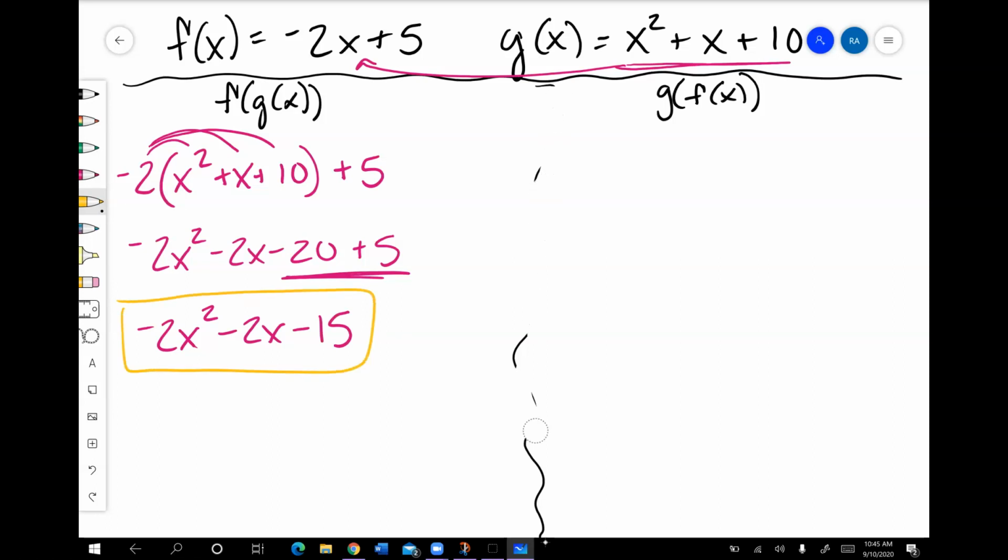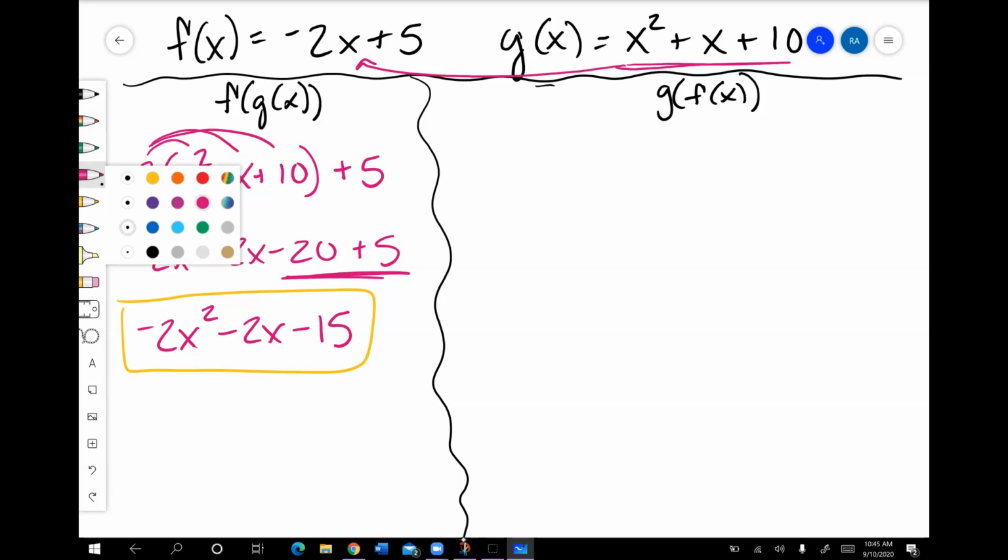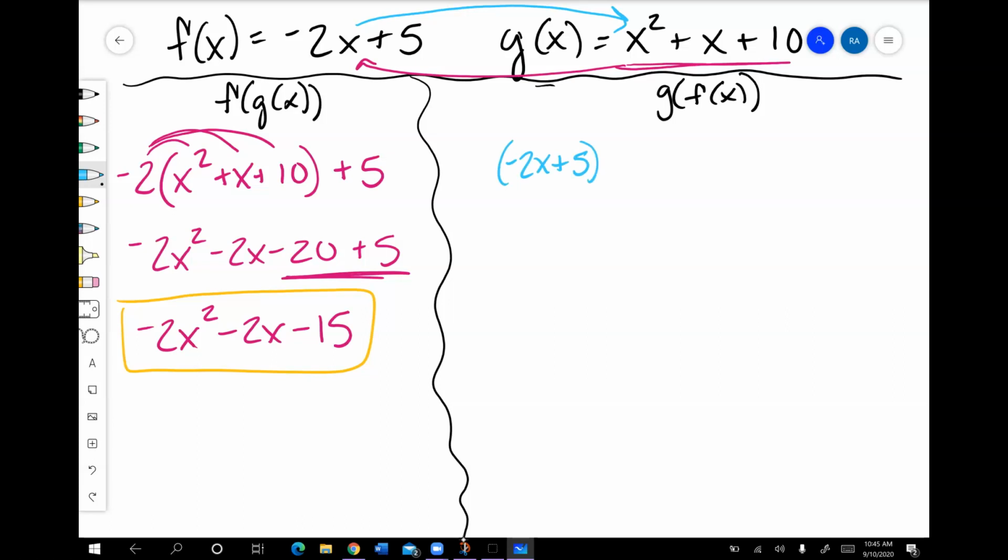All right? So see, it just depends on which way you're going, the work you have to do. Okay? Because you're going to see both on Delta Math. All right? So if there's not a quantity squared, you don't do it. Now on the next one, when I do it the other way, it wants me to take f of x and plug it into g of x. So now I'm going to take f of x and substitute it in for x in g of x, okay? So substitute negative 2x plus 5 squared plus negative 2x plus 5 and then plus 10.